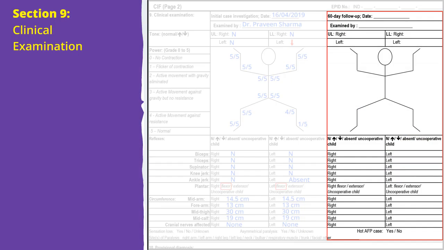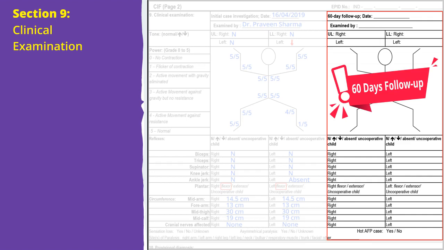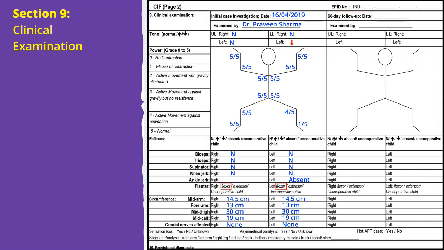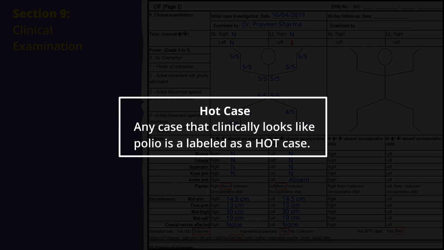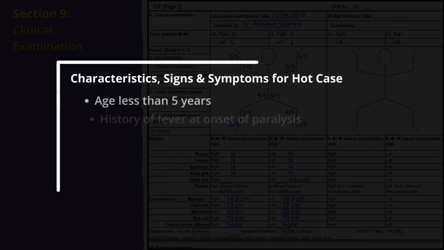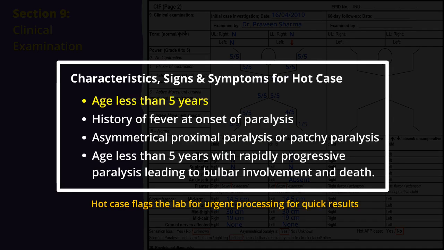Same clinical examination has to be done after 60 days of onset for inadequate AFP cases and cases with poliovirus isolation in stool. Further, in Section 9, encircle about loss of sensation, symmetry of paralysis, site of paralysis, and whether case is a hot case or not. Any case that clinically looks like polio is a hot case. That is age below 5 years, fever at paralysis onset, asymmetrical proximal patchy paralysis or bulbar paralysis.